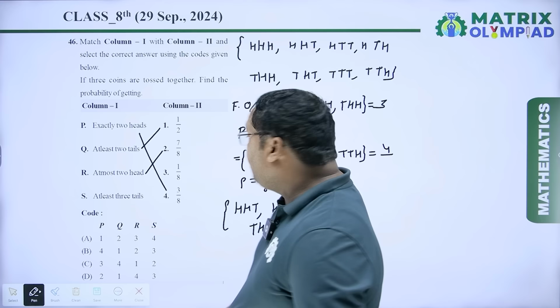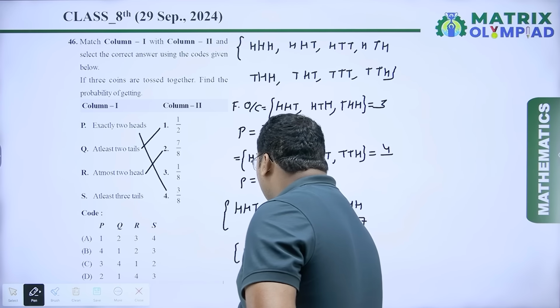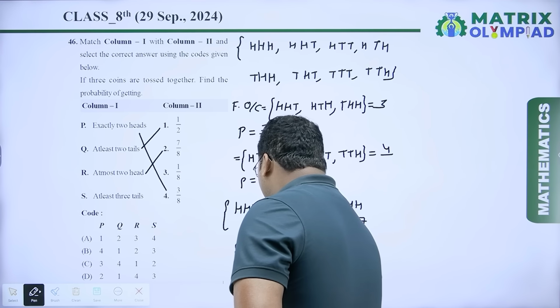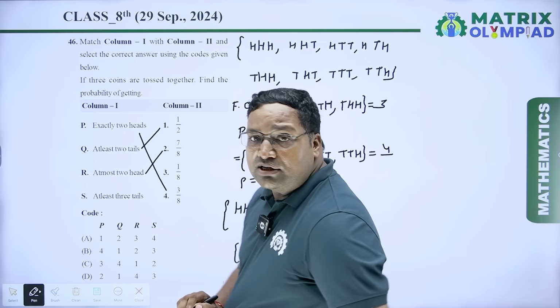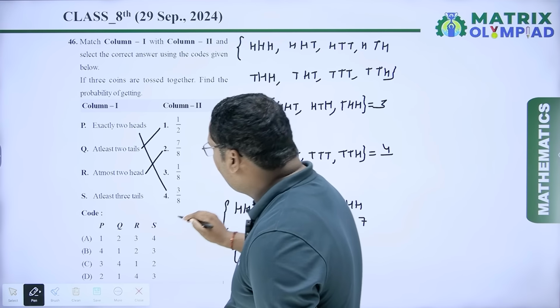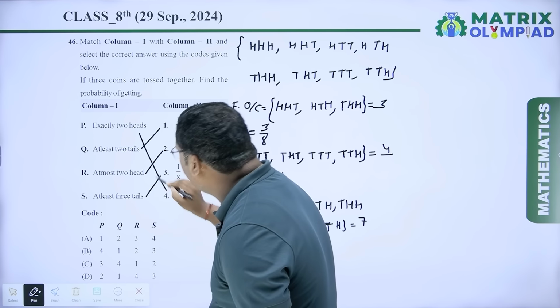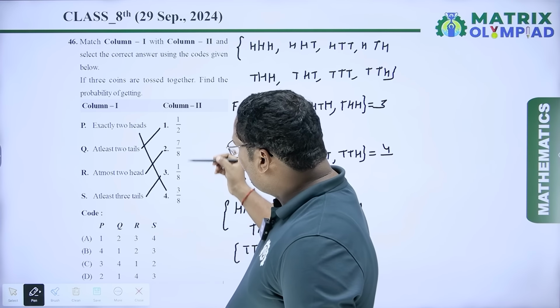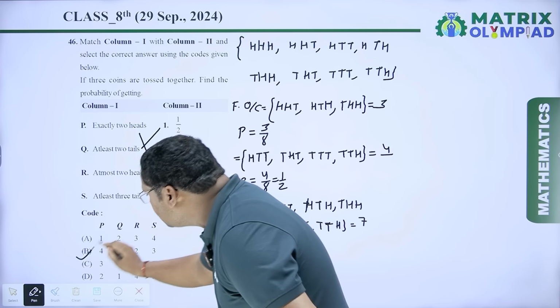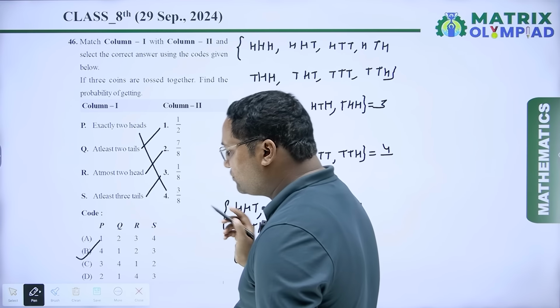Next is at least 3 tails. So at least 3 tails. So the favorable outcome is only 1. That is TTT. So favorable outcomes is 1. So the probability is 1 by 8. So right option is 4, 1, 2, 3. So that is option number B. So right answer is 4, 1, 2, 3.